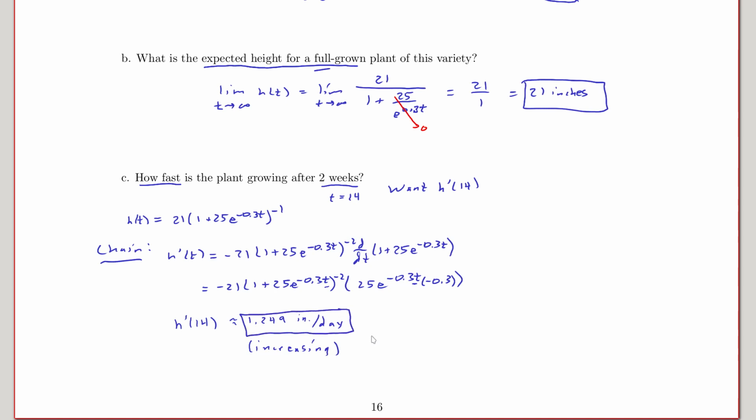Okay, that's all for this page. On to page 17.